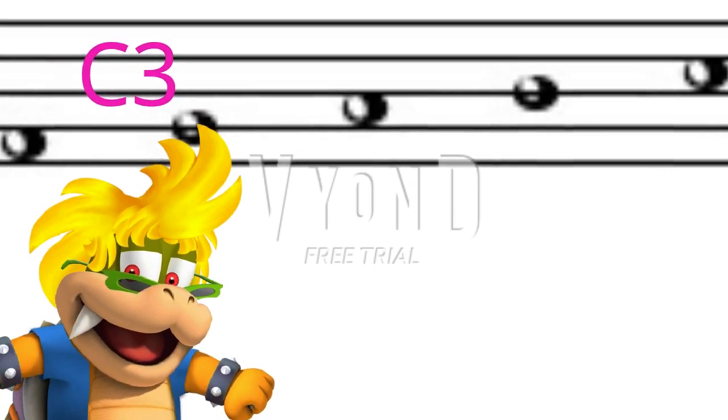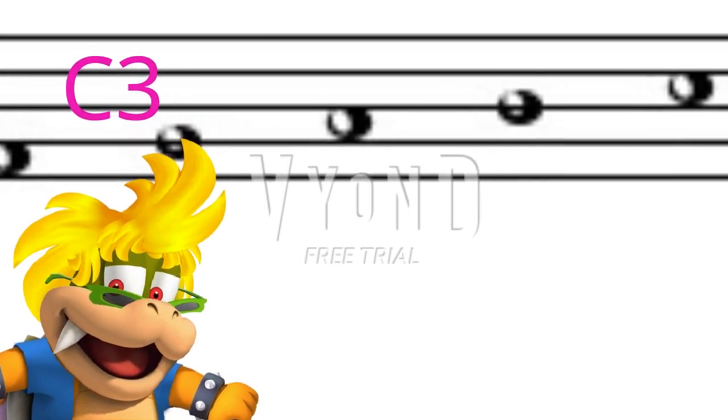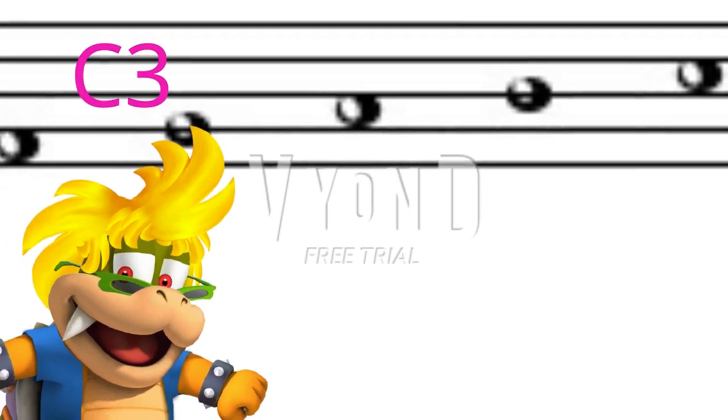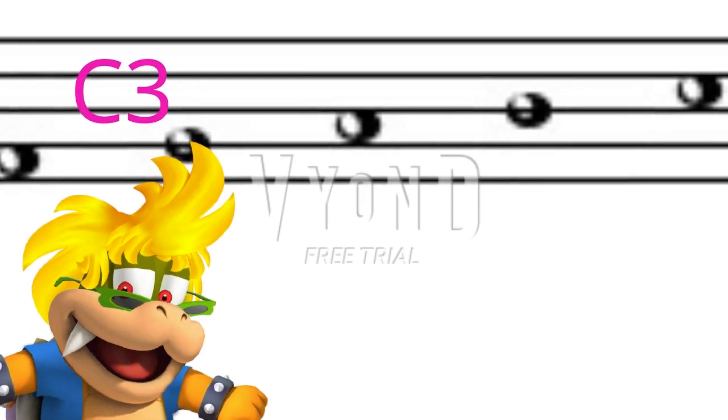G2 is on the first line of the bass staff. A2 is in the first space of the bass staff. B2 is on the second line of the bass staff. C3 is in the second space of the bass staff.